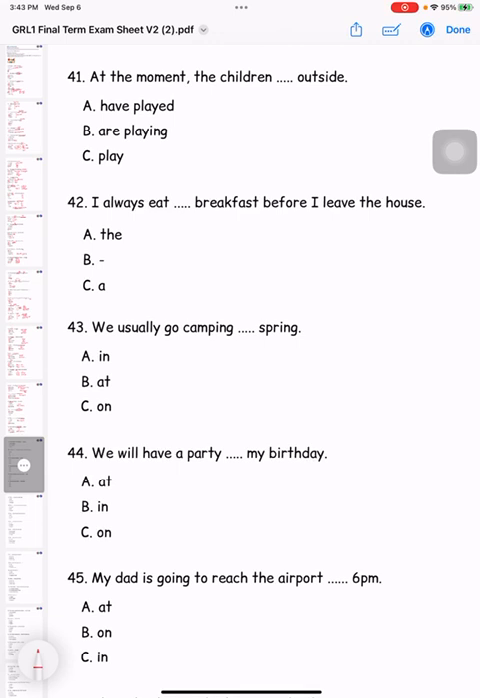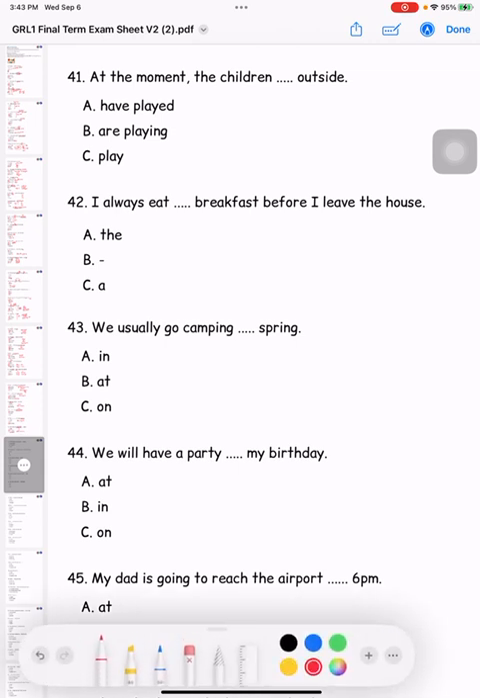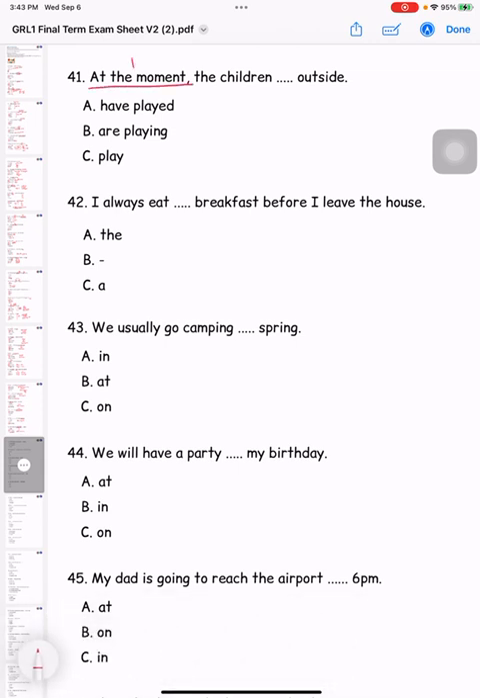Look at 41. At the moment, the children are outside. Alright, so again, we know that at the moment means now, right? So that means same thing, we have to use present continuous again for any actions that are happening now or at the moment, so which is are playing.